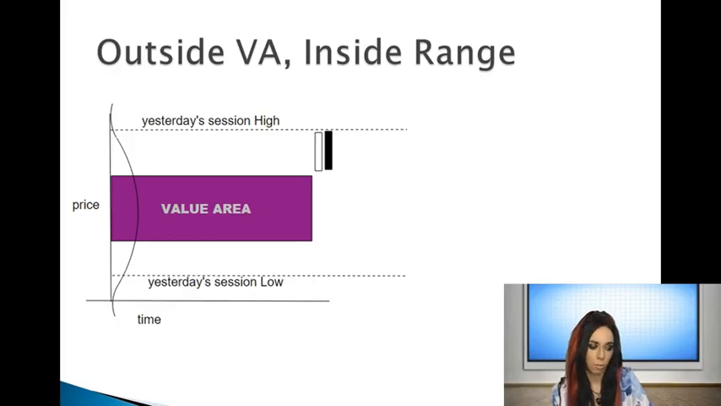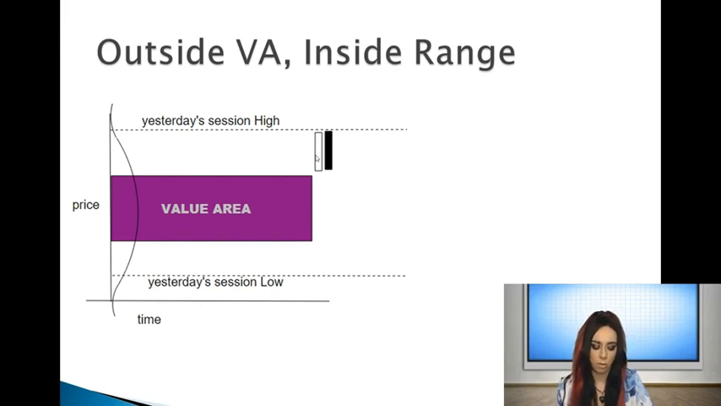Scenario 2 is when prices open outside of value but still inside yesterday's session range. So these dashed lines represent session high and session low price-wise. So should the prices open outside value but still inside this range from yesterday, and remember we only ever use previous day's value. Current day's value is no use.